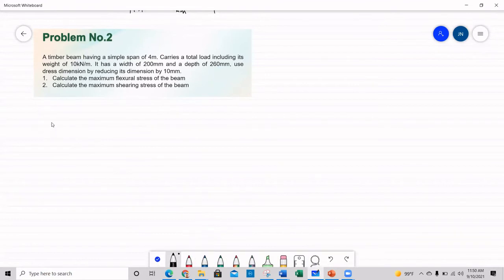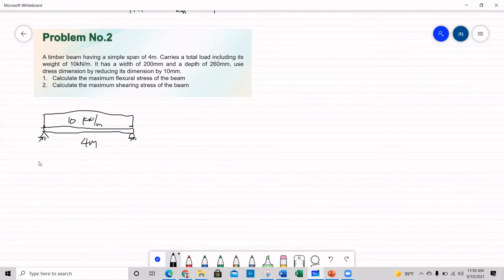So for example here, you have here our beam. The load is given equal to 10 kilonewton per meter. The section, you have here 200 and 260. What is asked is the flexural stress, and this is 4 meters. Madali na. You have FB, this is a rectangular section, equal to 200 and then 260.